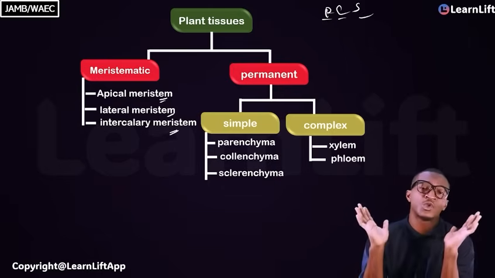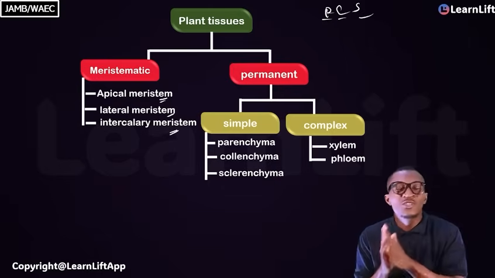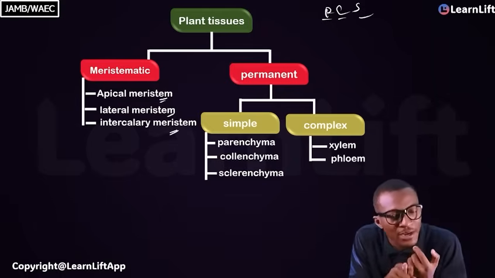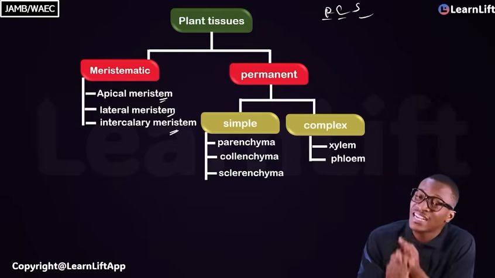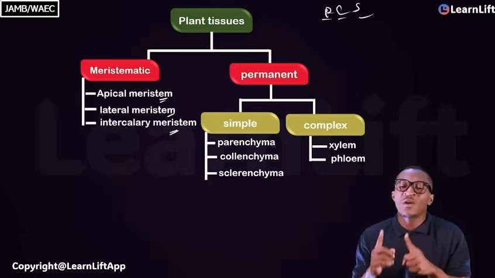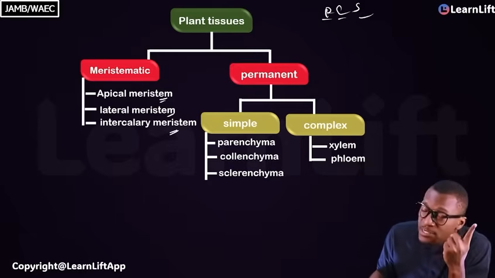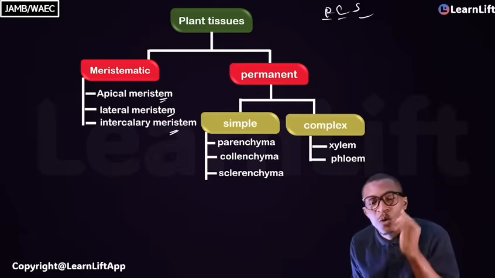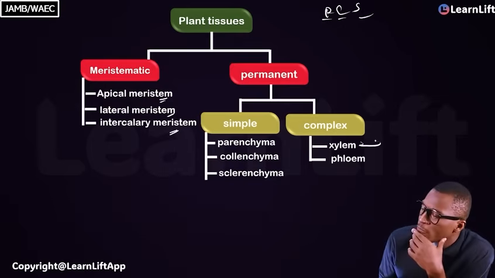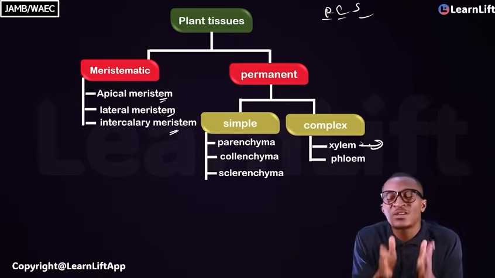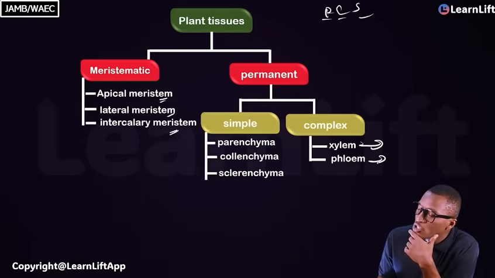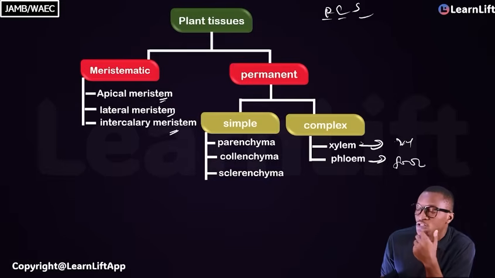Please, this is your classification of plant tissues. Plant tissues are divided into meristematic and permanent. The meristematic tissues are the apical meristem, the lateral meristem, and the intercalary meristem. Under the permanent, we have the simple and the complex. The simple is called the PCS: parenchyma, collenchyma, and sclerenchyma. Now, what is the function of xylem? Xylem are the water conducting tissues. What about phloem? They help for food translocation. So this is for water, and this is for food translocation.